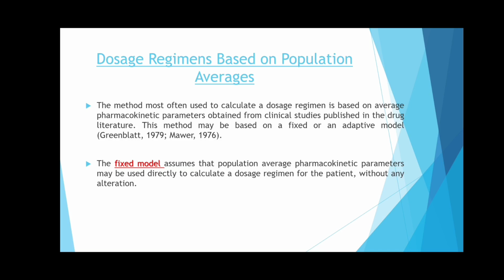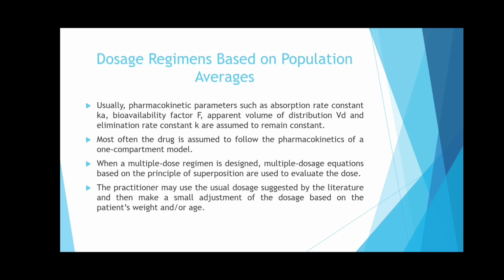The fixed model assumes that population average pharmacokinetic parameters may be used directly to calculate a dosage regimen for the patient without any alteration. Usually, pharmacokinetic parameters such as absorption rate constant, bioavailability factor, apparent volume of distribution, and elimination rate constant are assumed to remain constant. Most often, the drug is assumed to follow the pharmacokinetics of a one compartment model. When a multiple dose regimen is designed, the multiple dosage equations based on the principle of superposition are used to evaluate the dose. The practitioner may use the usual dosage suggested by the literature and then make a small adjustment of the dosage based on the patient's weight and or age.